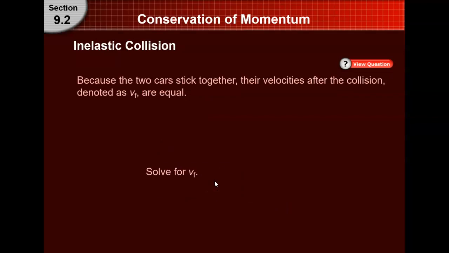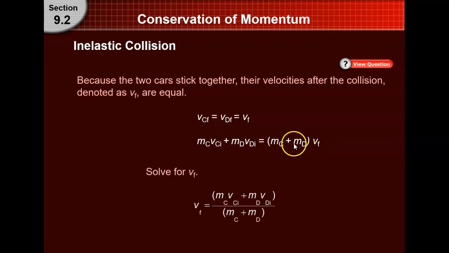So we're going to solve for VF. Because VF is equal, we can write for an inelastic collision this variation of the law of conservation of momentum. The left side remains consistent. The right side is just the sum of the masses times the final velocity, because the masses are sticking together.